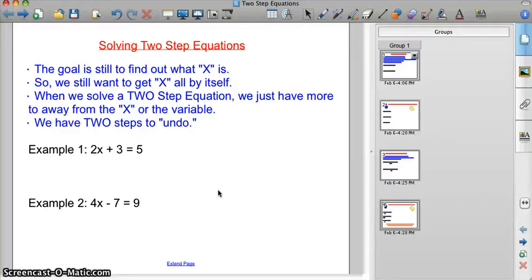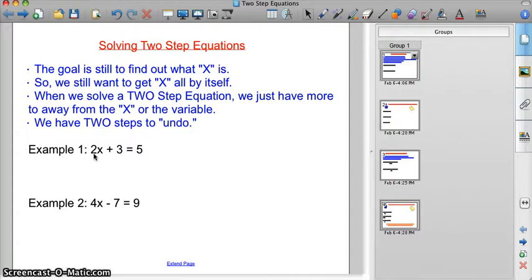Today we will be solving two-step equations. When solving a two-step equation, the goal is still to find out what x is. So we still want to get x all alone on one side of the equal sign. Instead of solving a one-step equation, because there's two steps, we have more that we have to move away from x. For example, we'll have to move this plus 3 away from x and this times 2. We will have two steps to undo. That's why it's called a two-step equation.